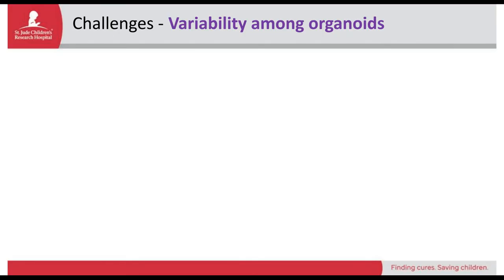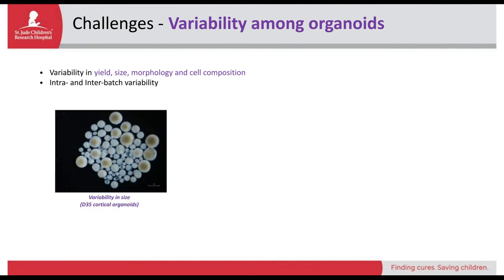Okay, so a challenge, just like with iPS lines, the challenge in the organoid field is variability amongst organoids. Organoids generated within the same experiment, within the same batch, as well as organoids between independent experiments using the exact same protocol, can be quite variable. We have seen variability in yield and in size. For example, here we have a bunch of cortical organoids which are highly variable in size.